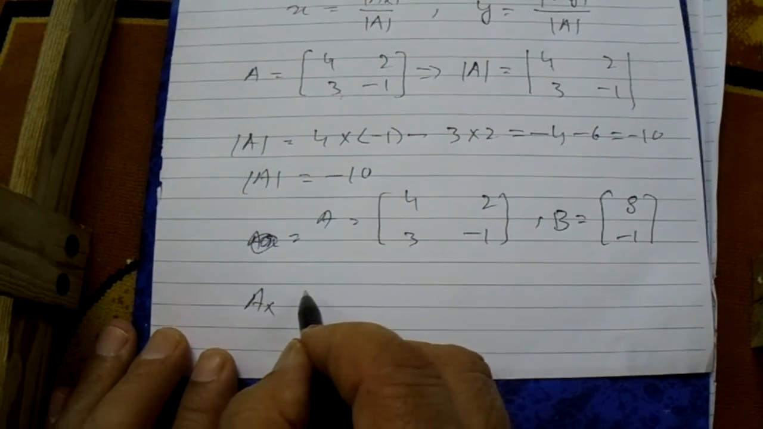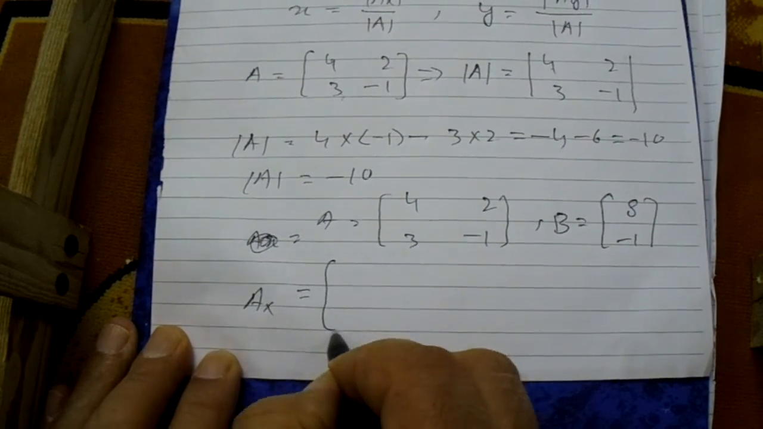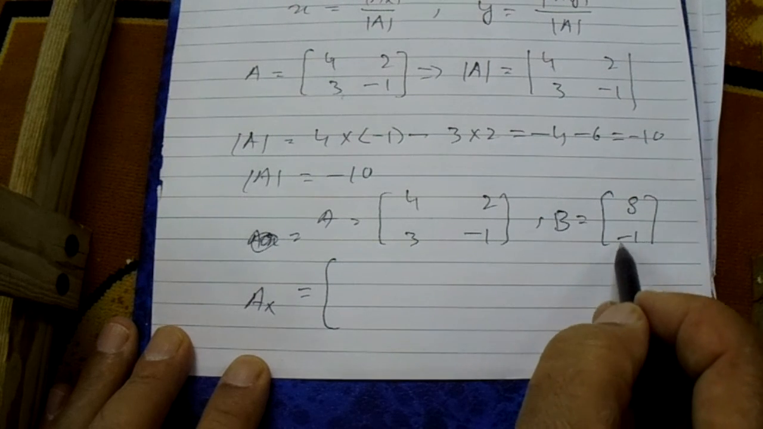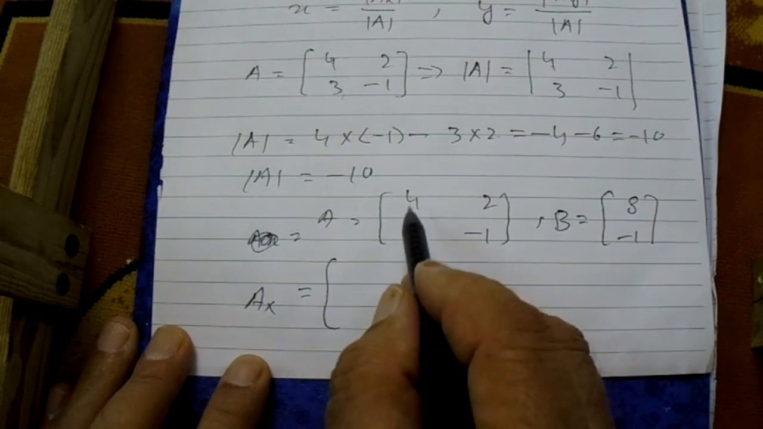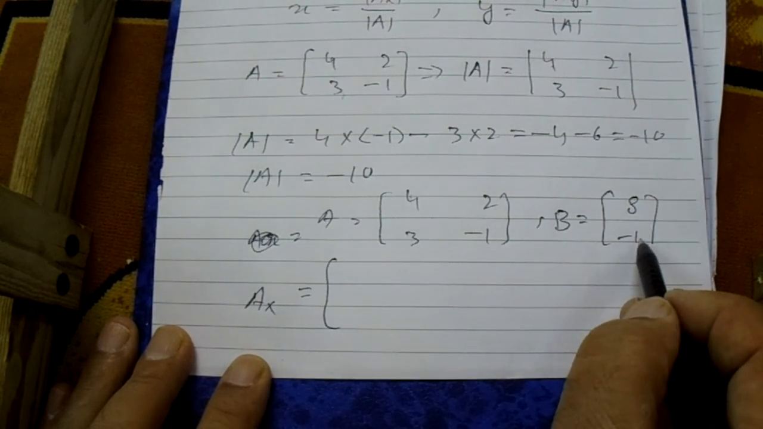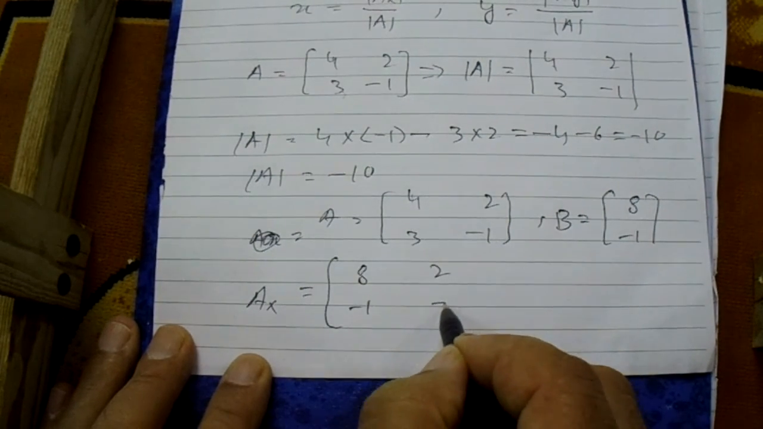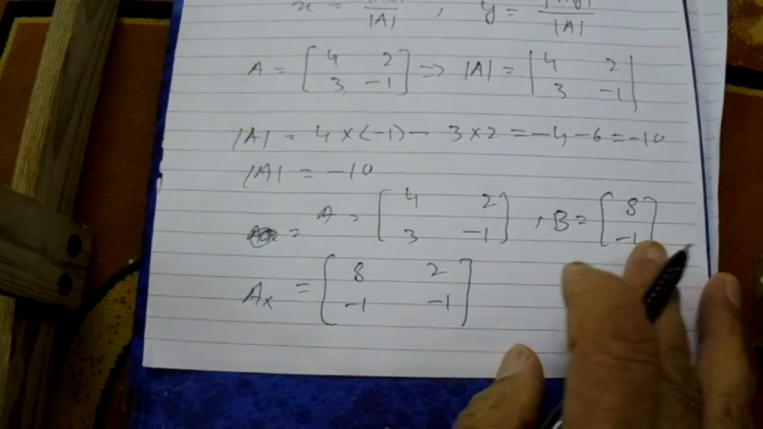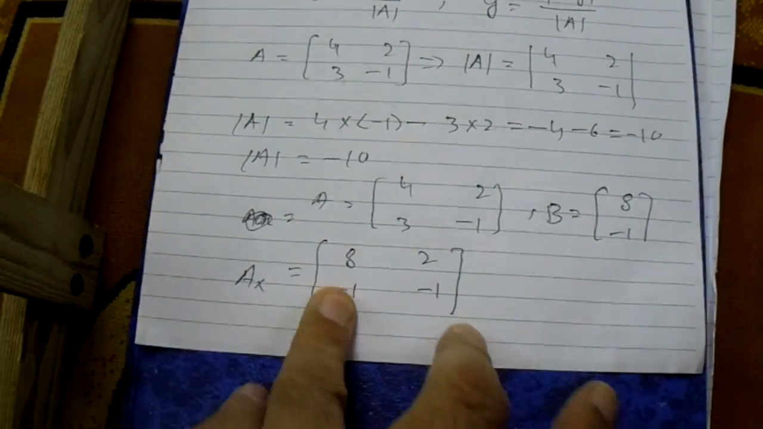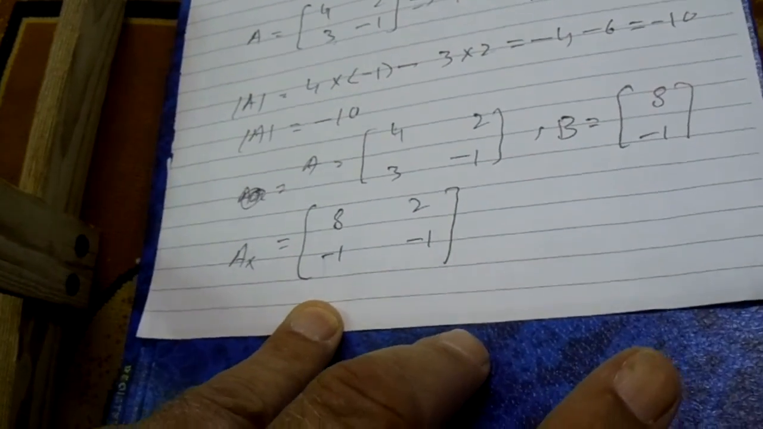Ax matrix is equal to: we replace the first column by these values. It means we remove these and write these values here, 8, minus 1, and 2, minus 1. Now this is our A matrix. Now we solve these again.